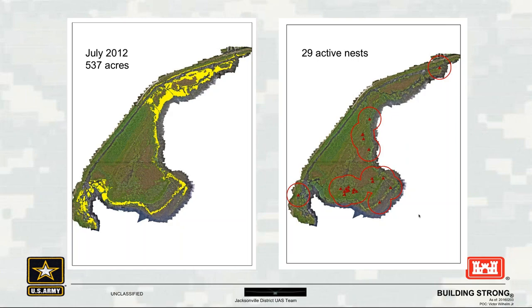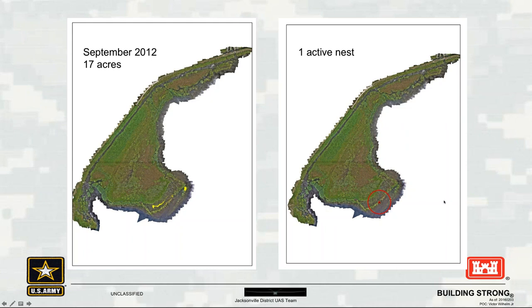So that really limited where we were able to go in and do herbicide treatments. We got approval from the state FWC, the Fish and Wildlife Commission, to go inside these active nest buffers and start treating the floating weeds in there. Next slide. And by September, there were 17 acres of hyacinth and lettuce left, and only one active nest. The kites were at the very end of their nesting season.